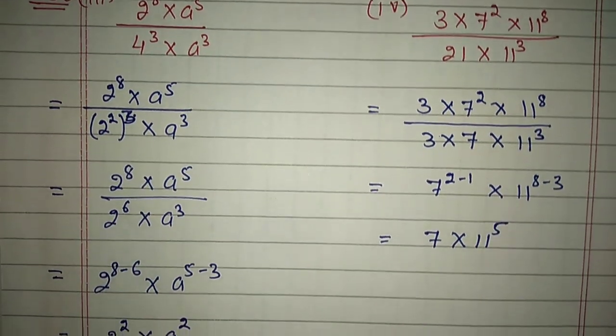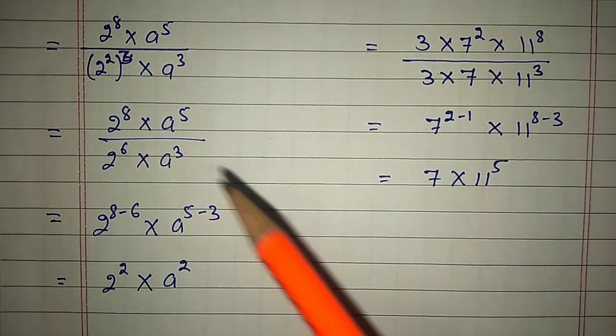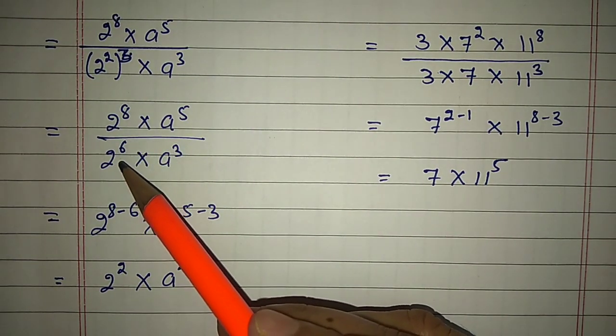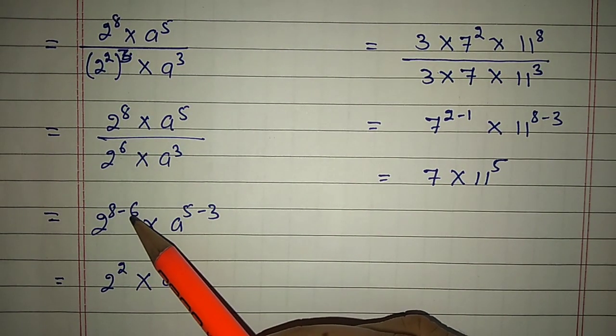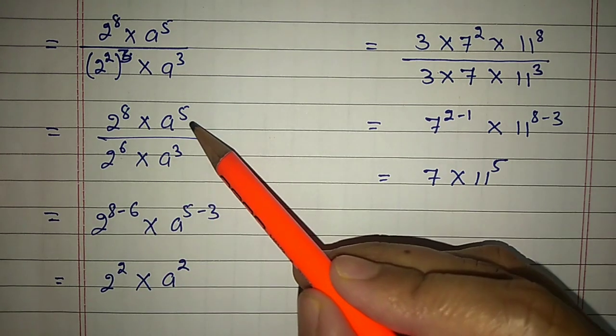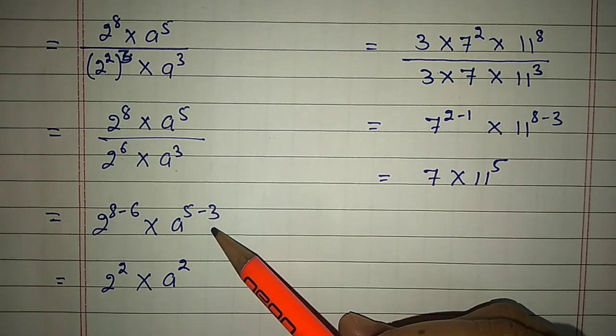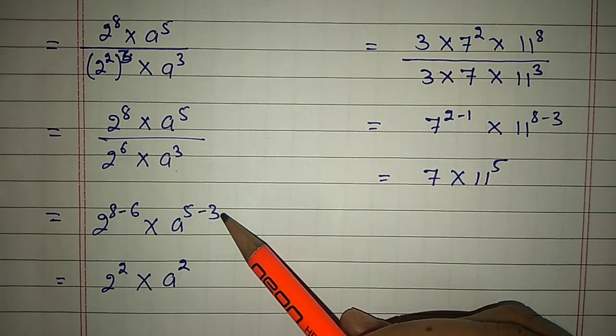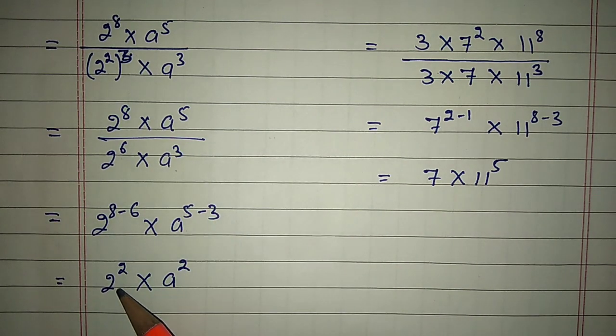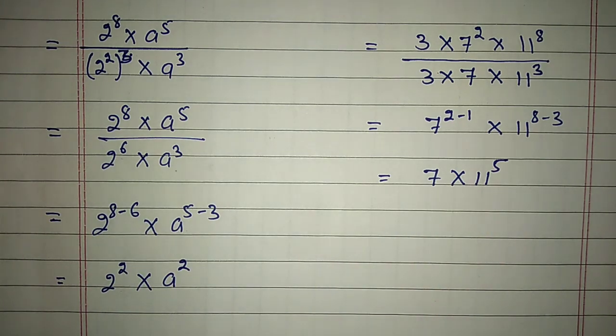Now same base we will take together. 2 to the power 8 divided by 2 to the power 6. The power we have to subtract. Here a to the power 5 divided by a to the power 3. Here also we have to do the subtraction. A to the power 5 minus 3. So answer is 2 to the power 2 multiplied by a to the power 2.